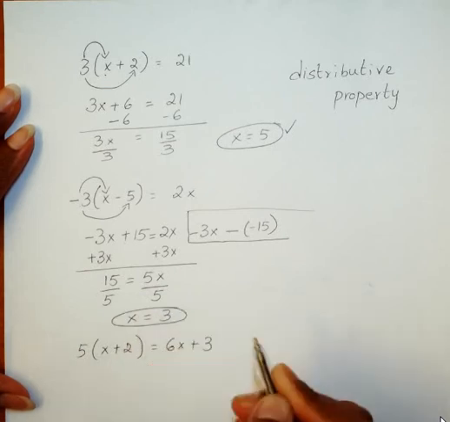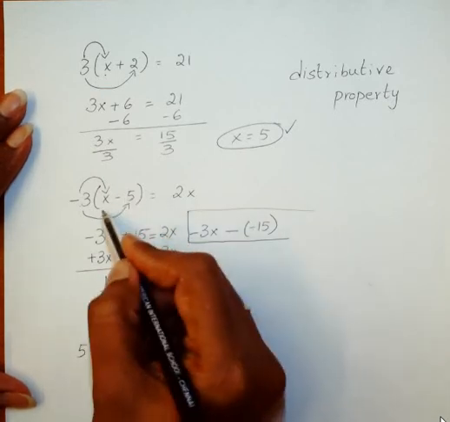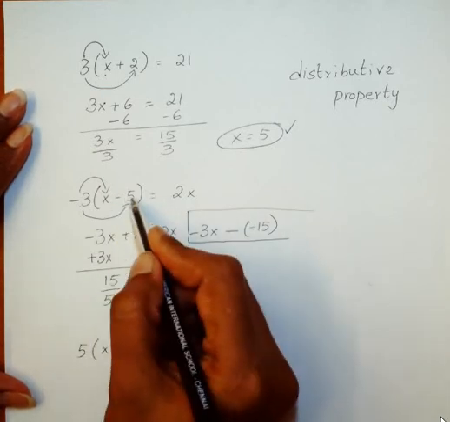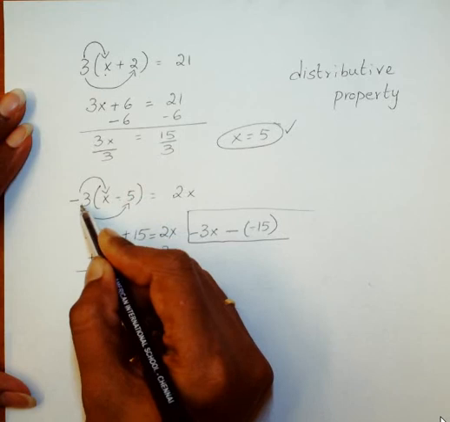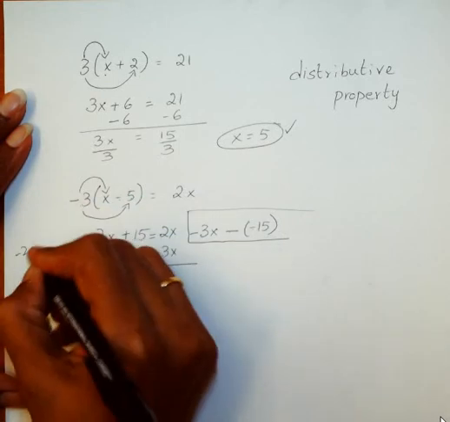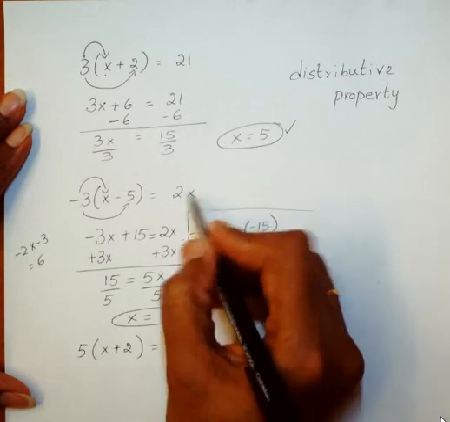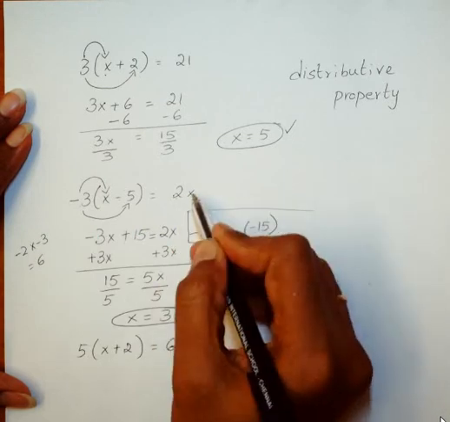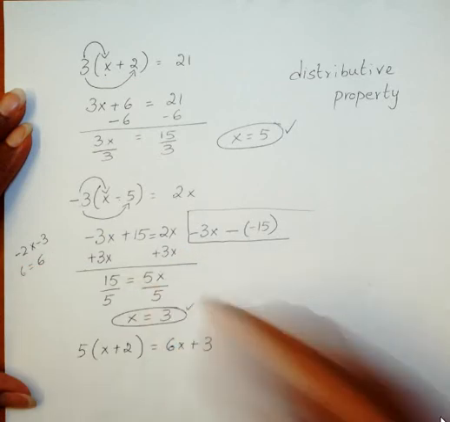Again, we have to check, right? So let's plug in the value here. 3 minus 5 is negative 2, and negative 2 times negative 3. So negative 2 times negative 3 is positive 6, and 2 times 3 is 6. So 6 is equal to 6, so our answer is correct.